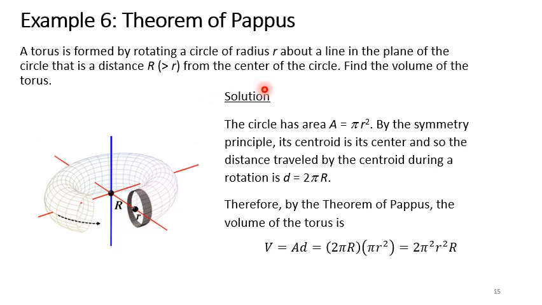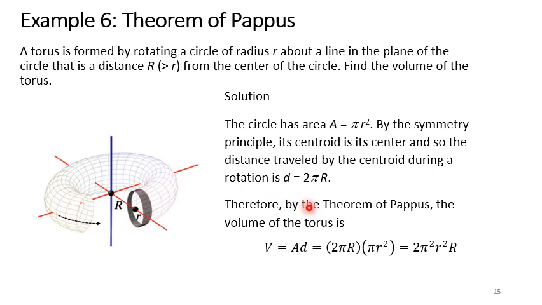Okay. So to find the volume of the torus using the Theorem of Pappus: the Theorem of Pappus says that the volume of the torus is equal to the area times the distance traveled. So this circle here has the area A equals pi r squared. By the symmetry principle, its centroid is its center. And so the distance traveled by the centroid during the rotation is d equals 2 pi R. It's just the circumference of the bigger circle.